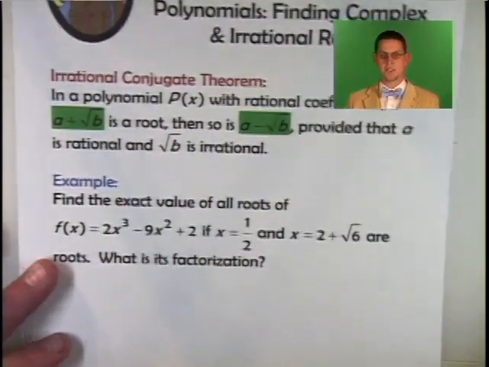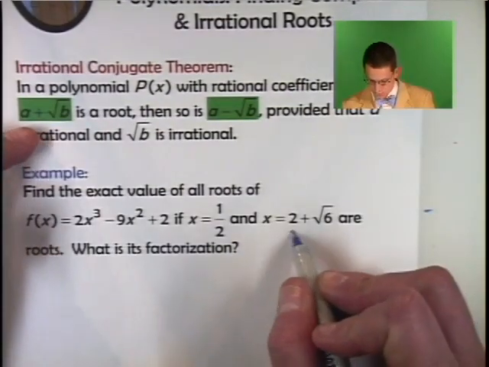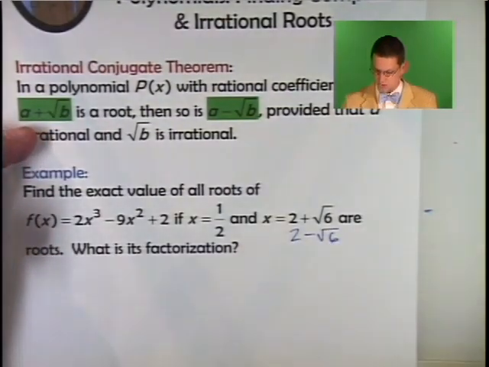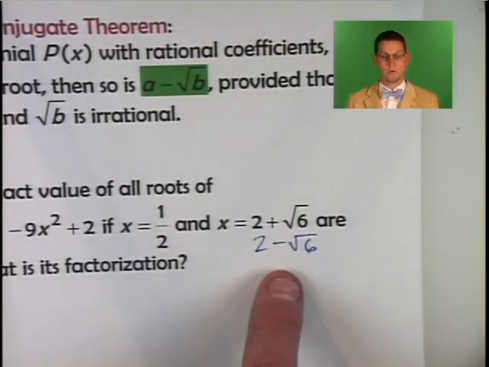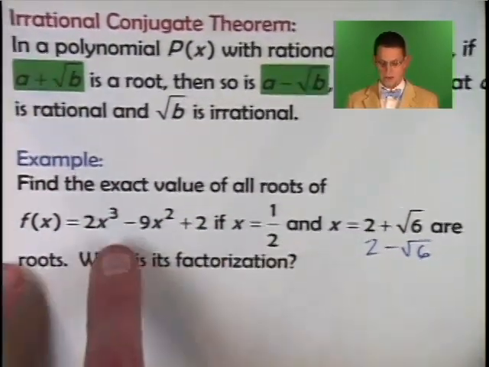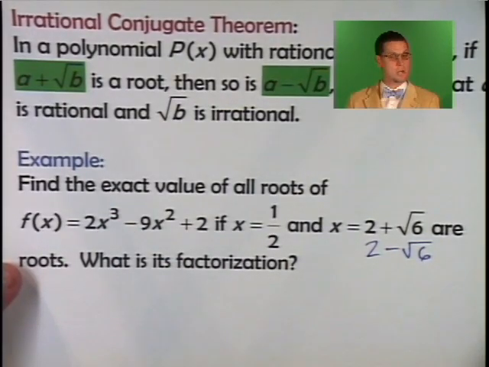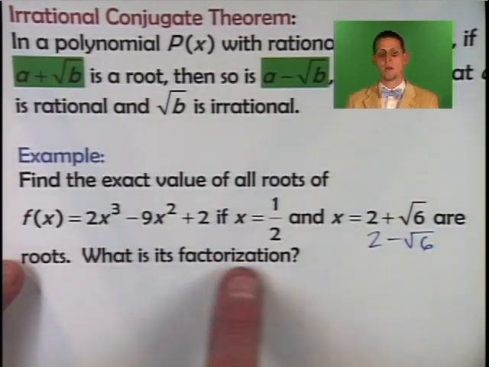Well, the irrational conjugate theorem tells us that if 2 plus the square root of 6 is a root, then 2 minus the square root of 6 must also be a root. So that's one root, there's the second root, there's the third root. That's 3 roots for a degree 3 polynomial. Fundamental theorem of algebra says that's all of them. Okay? Now, what is its factorization?